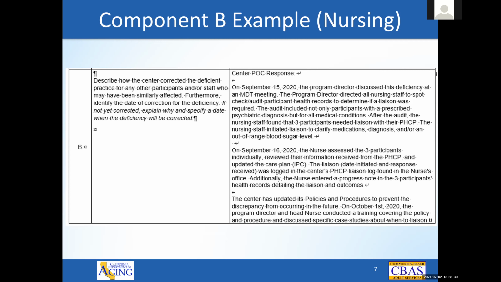Additionally, this response shows the steps taken to correct the deficient practice found through the review and how the team plans to fix it. Lastly, this response shows that there were updates to the policies and procedures and dates when the staff were trained to the new policy and procedure. So next, I'll switch the slide over to go over the social work example for component B.